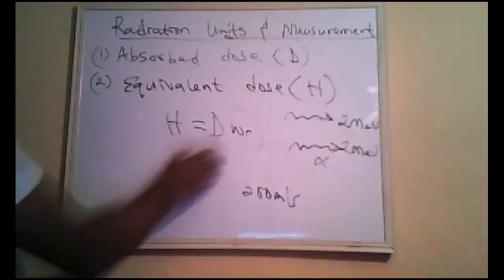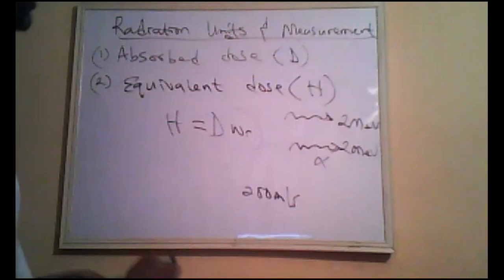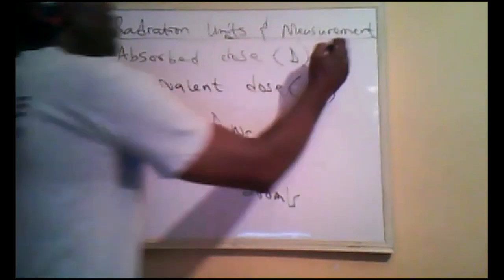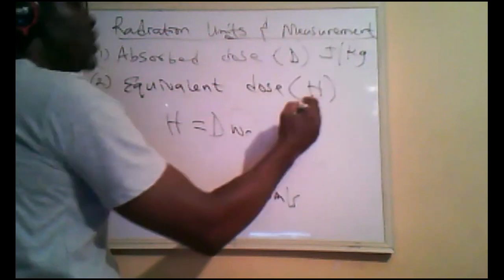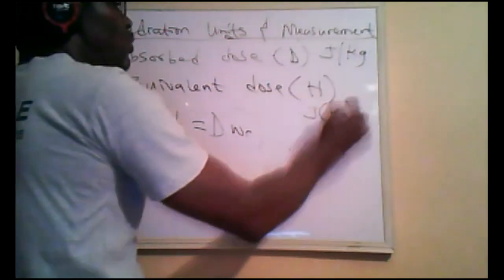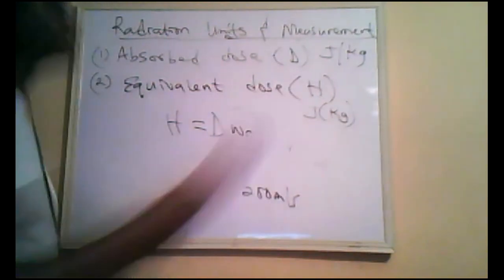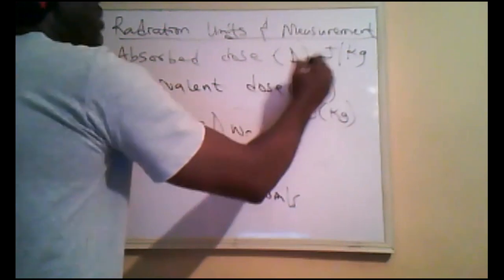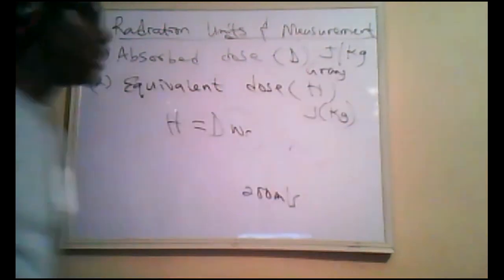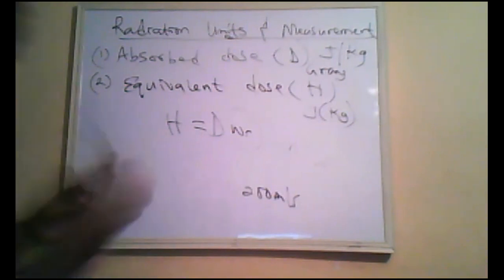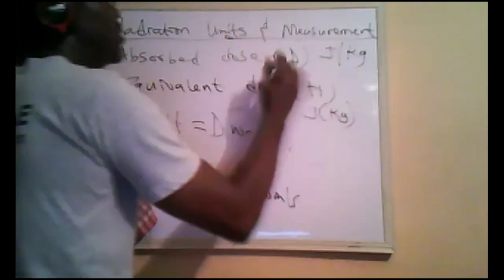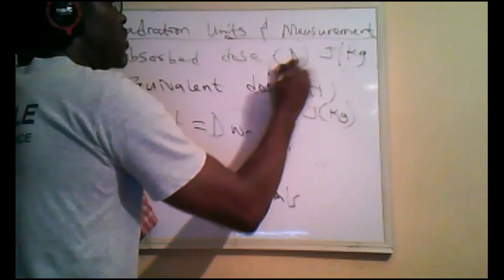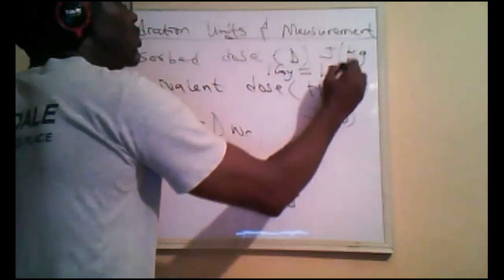And the unit of equivalent dose is also the unit of this. We should have stated that the unit of absorbed dose is joule per kilogram. Likewise, for equivalent dose, the unit is also joule per kilogram, but it has a special name. The special name for absorbed dose is gray. So 1 gray, 1 Gy, is 1 joule per kilogram.